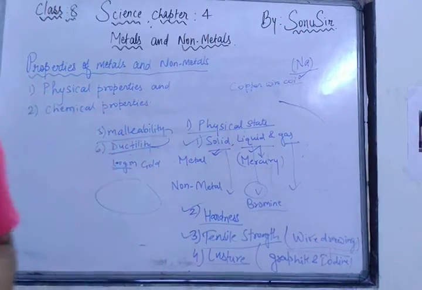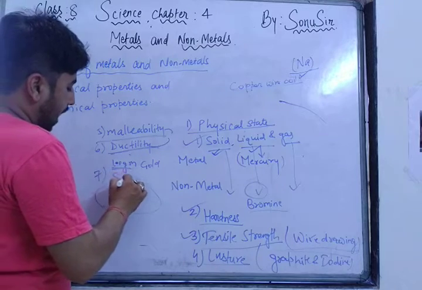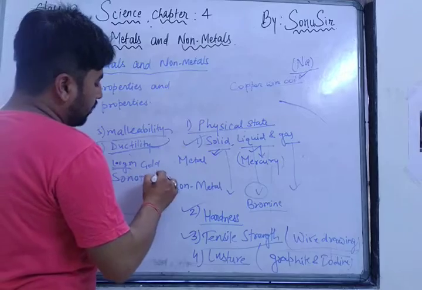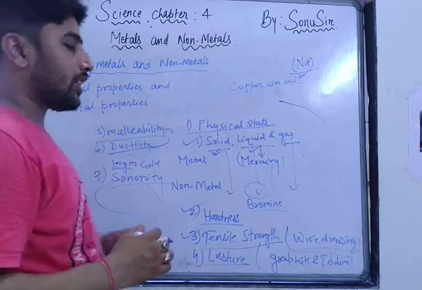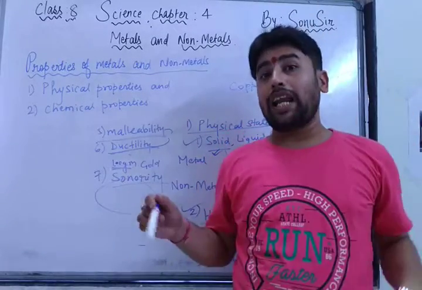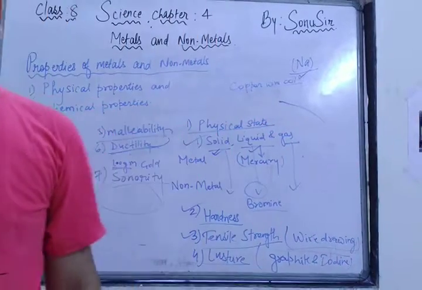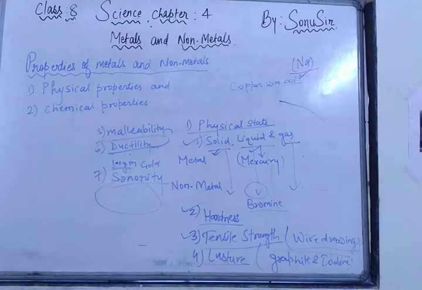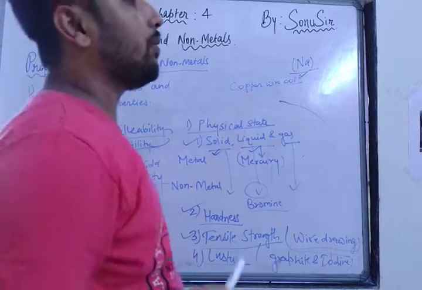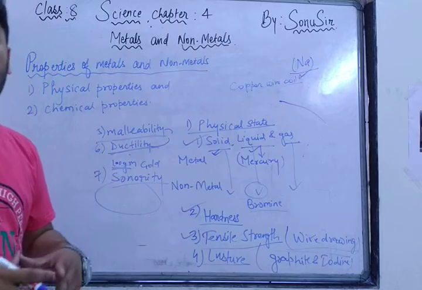If we talk about sonority, sonority means what? Sonority means when you hammer a metal, it produces a sound, a sonorous sound, called sonority. Have you ever seen a school bell? How does it ring? When a metal is hit, it makes a noise. The property of making this noise is called sonority. But when you hit a non-metal, it will not make a sound. So non-metals do not have sonority, metals have sonority.